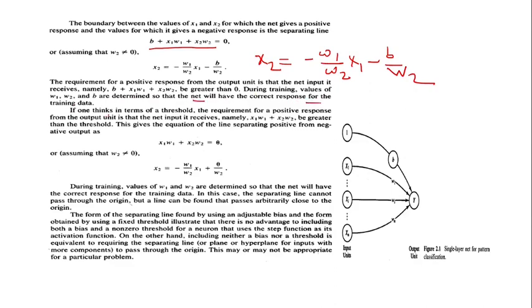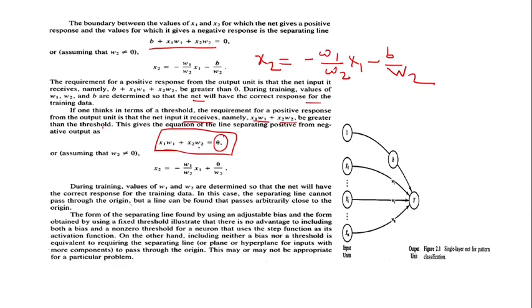During the training, values of w1, w2 and b are determined so that the net will have the correct response for the training data. If one thinks in terms of threshold, the requirement for the positive response from the output unit is that the net input it receives, namely w1 x1 plus w2 x2, be greater than the threshold. This gives the equation of the line separating positive from negative. Here it is theta.